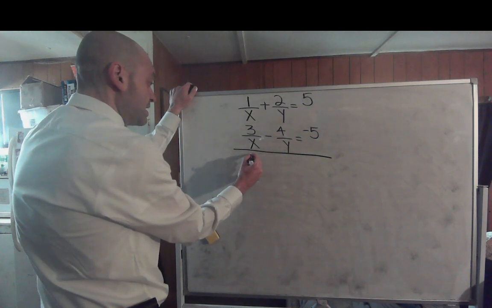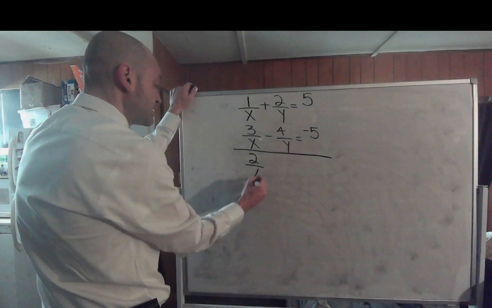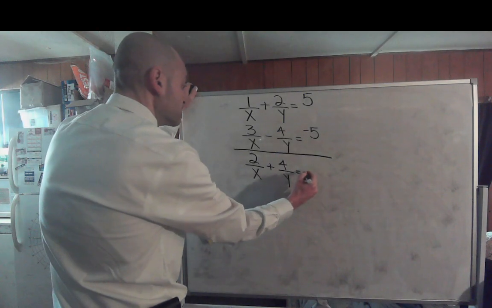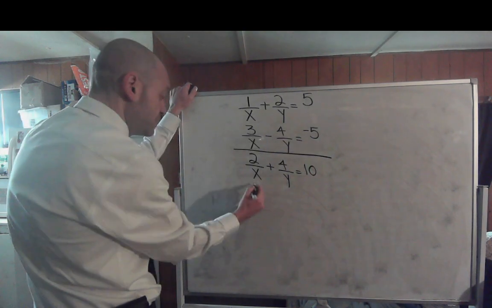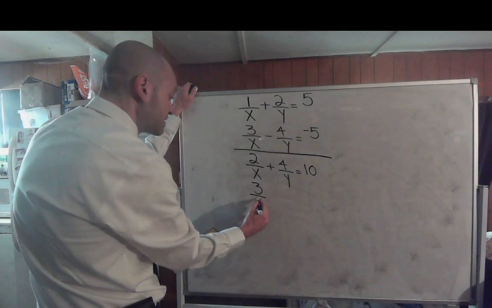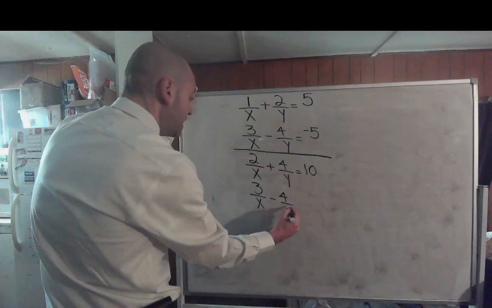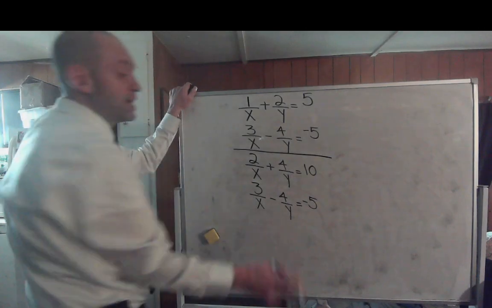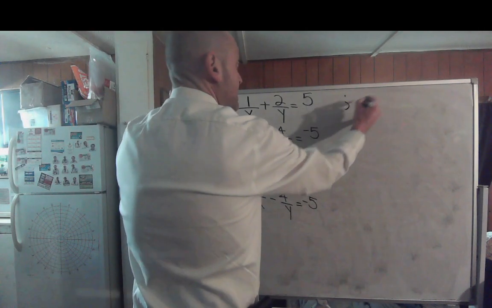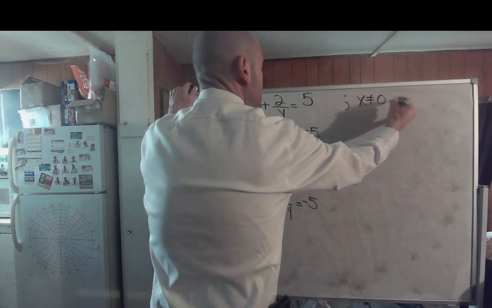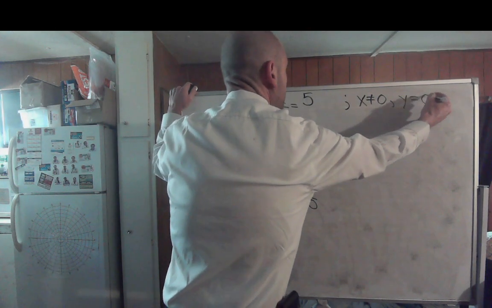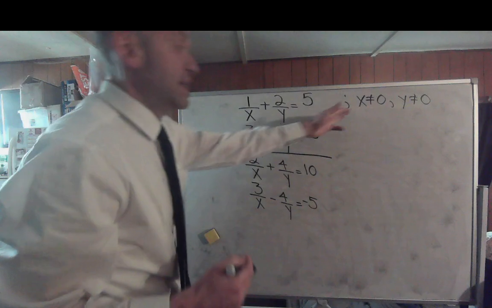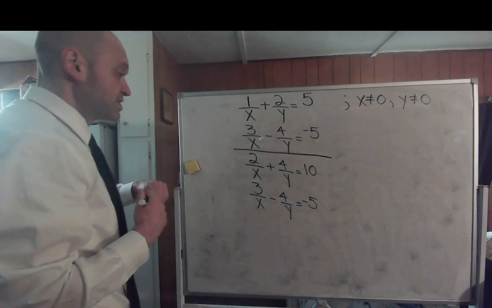you'll end up getting 2 over x plus 4 over y equals 10. And then you'll still have 3 over x minus 4 over y equals negative 5. Oh yeah, I should make that caveat again. X and y can't equal 0. In fact, I don't even know why I erased that, because it's going to be the same for the next one too. X and y definitely can't equal 0.